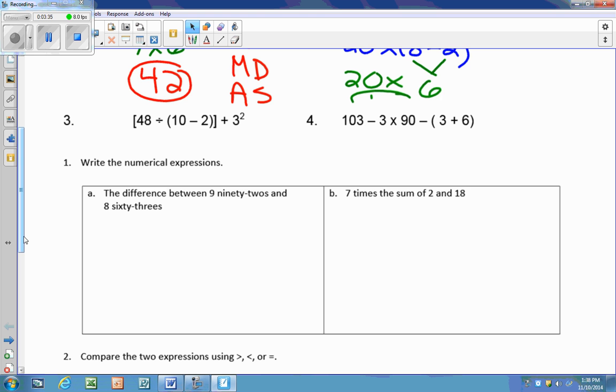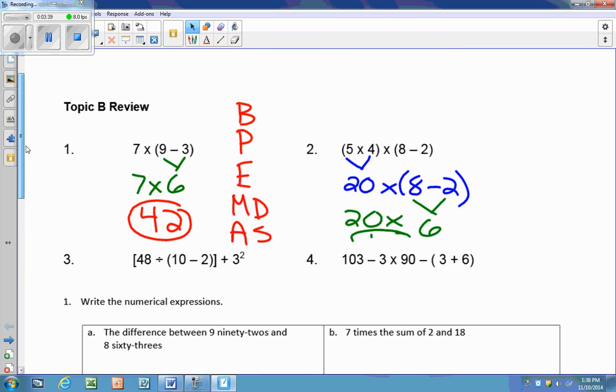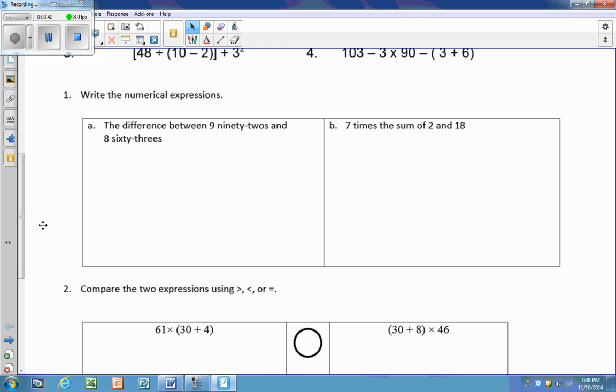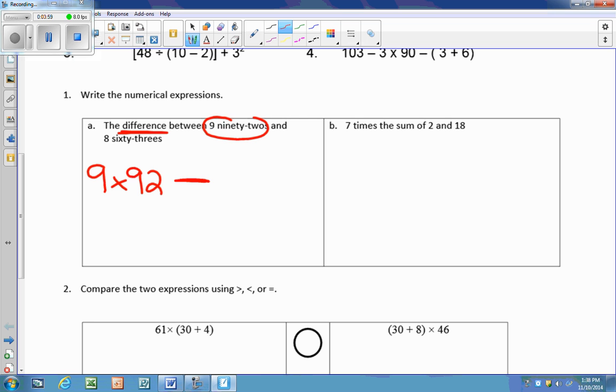Now we're going to take words that we have and we're going to write them into numerical expressions. So it says the difference between 9 92s and 8 63s. So the difference tells me to subtract, so I know I have to do that. Then I'm talking about 9 92s. So that would be 9 times 92, because that's what I want. And then I want 8 63s, so I'm multiplying. And I put these in parentheses in order to make sure I do all my multiplication, and then I subtract my answers. It just asks you to write the expression. It doesn't ask you to solve, so I don't need to.